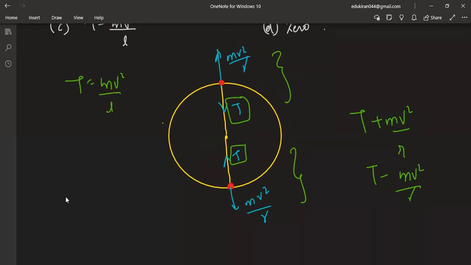Otherwise also, if you see, if it is just kept on a table, this is the particle, the length is L, this is moving with velocity V. Tension is actually directly equal to mv square by L. The net force is the centripetal force. So that's why the answer will be only tension. So A part. Note it down quickly.